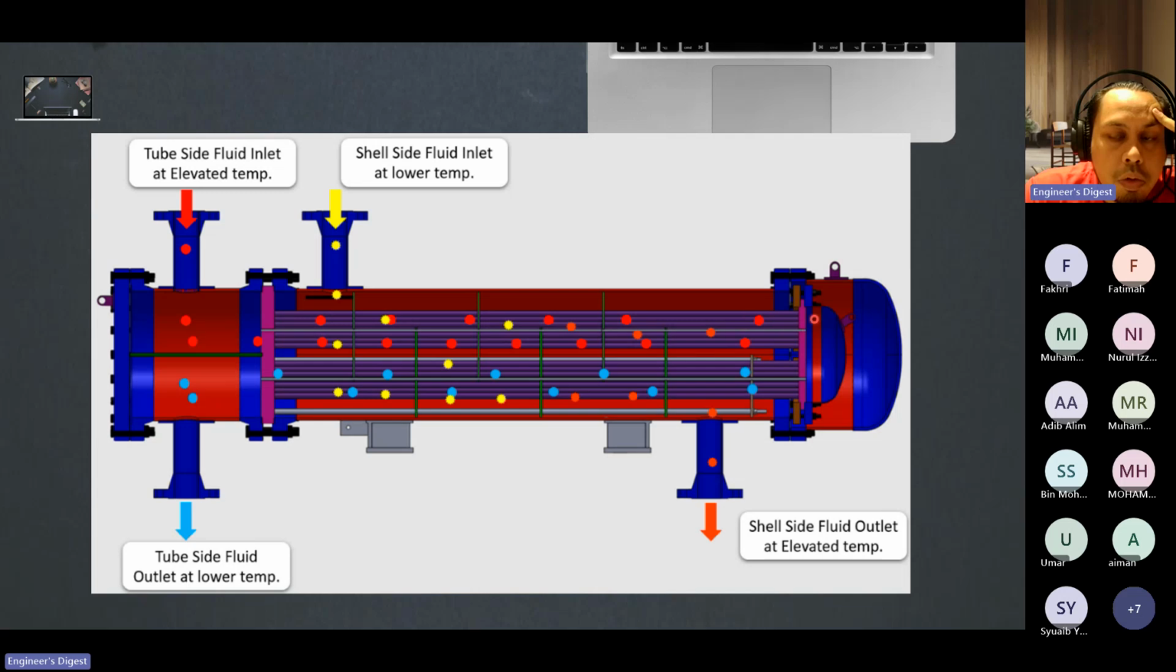And then this is a floating head. It will go back below here, go into the tubes again, and then exit. This is a partition plate. This is a tube sheet. You can see the tube sheet is different from the fixed type. This tube sheet is in between the two flanges.